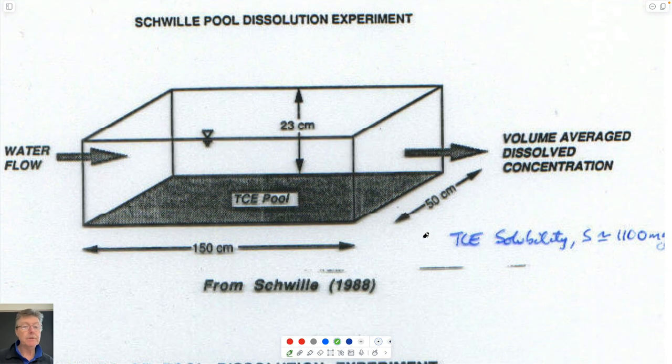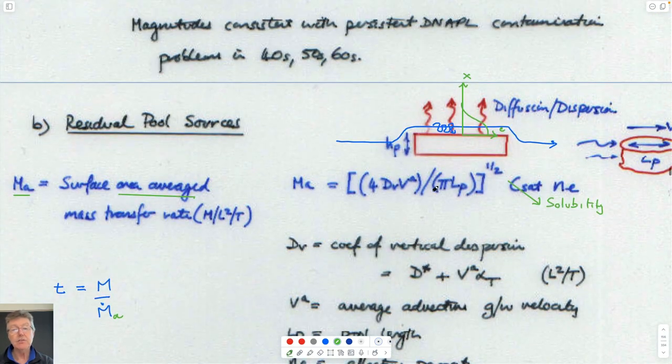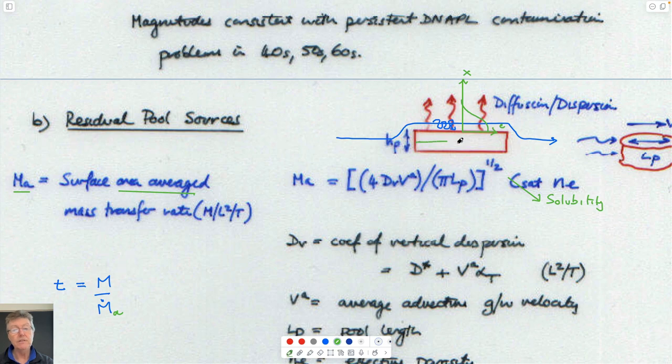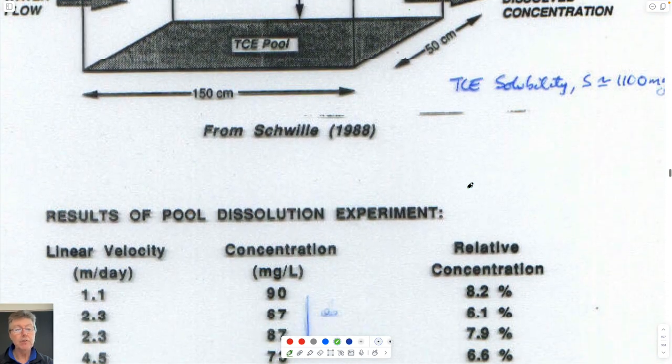And so these were some experiments that were conducted for an aquarium filled with sand with a pool sitting on the bottom. You flow water through the aquarium from upstream to downstream. It's a meter and a half long and a half meter wide. And you measure the concentration of the contaminant that comes out. So in many respects, it's a bit like this geometry here. This is the pool that's sitting in the bottom. Water is flowing over the top of it.